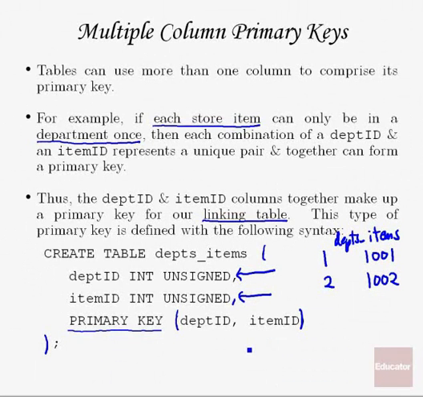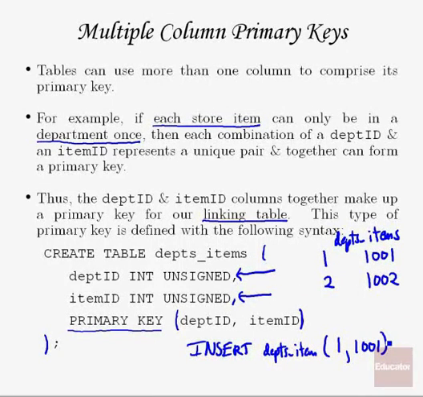So if we try to, for example, run an insert statement, and I'm just going to abbreviate it, with the values 1 and 1001, MySQL is going to complain and say a row with that primary key already exists in the table. And so that's going to allow us to enforce that.